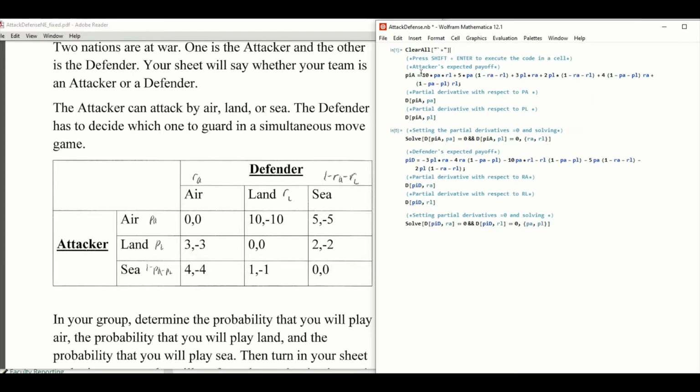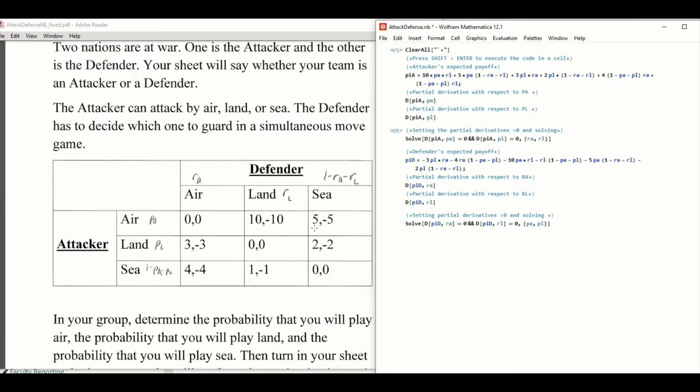And now I write down the attacker's expected payoff. So we use pi for payoff. I'm using A for attacker, so pi A means attacker's payoff. So that was 0 times PA RA, but the 0 just cancels out, so I don't worry about that. We have 10 times PA RL, so I write out 10 times PA times RL.